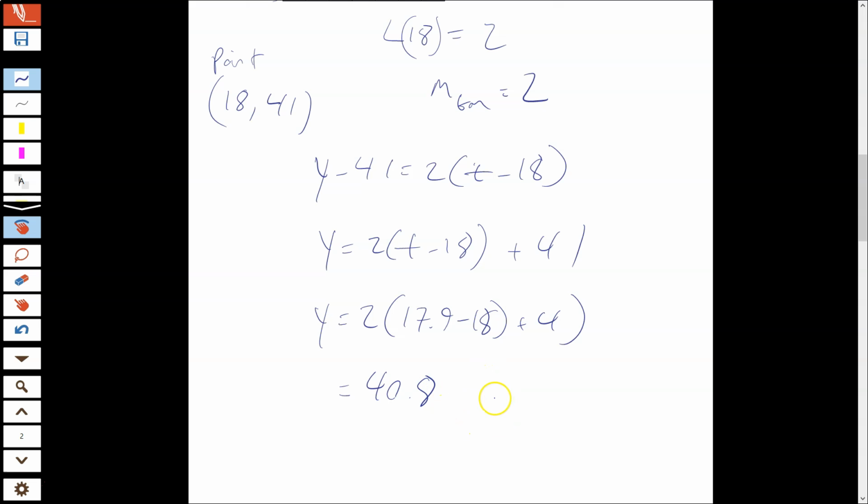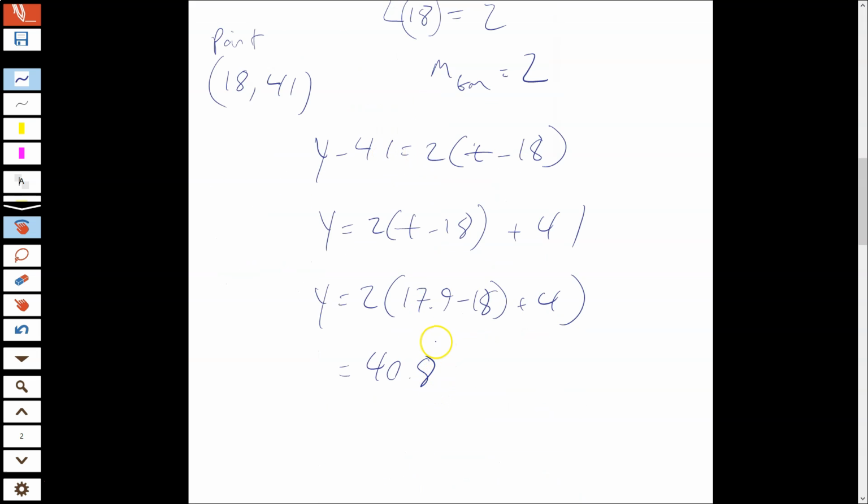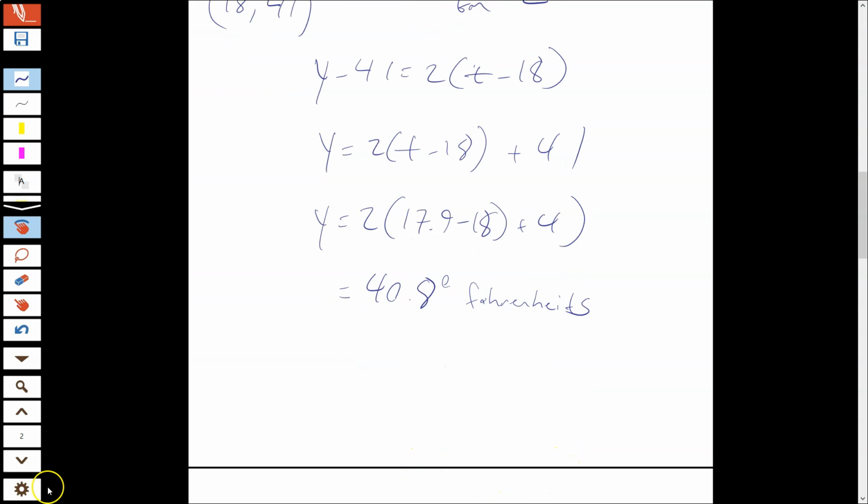And then the units are important, right? So remember, we're estimating the temperature of an object at a specific time. So your options are like degrees per minute or just plain old degrees. Because this is a temperature at a specific time, this is just going to be plain old degrees Fahrenheit. So it's the derivative that gets those units. Okay. Let's try the secant line and hopefully we'll be clear on the difference.